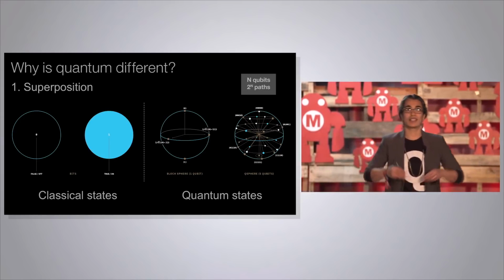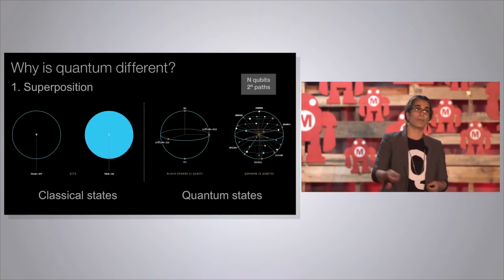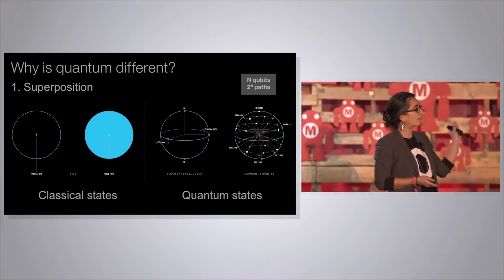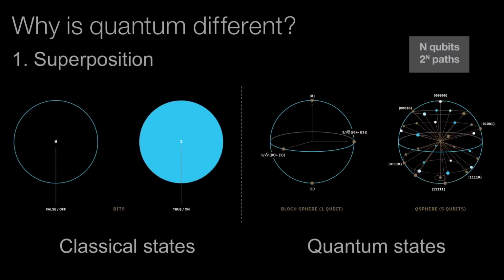So the possibility space you can explore is much more interesting and complex in quantum information. The diagram on the right is showing you a superposition of 5 qubits, right? So you can be in a superposition of 32 states. Superposition is the first thing.